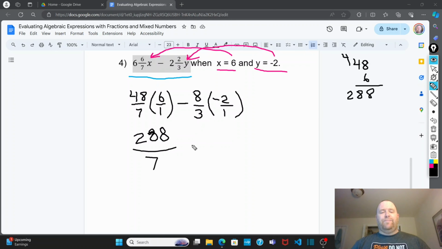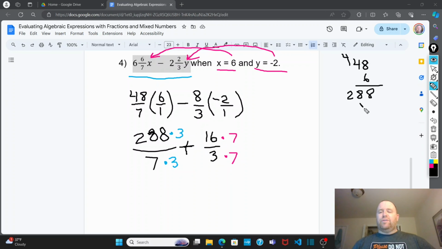288 over 7 minus, okay, so 8 times negative 2 is negative 16, but we're subtracting a negative. It's like adding a positive. So I'm going to change this to plus 16 over 3. Now, if we add two fractions with a different denominator, we want to get a common denominator. I can do that by multiplying this first one by 3 over 3, so the denominator of the other fraction, and then the second fraction by 7 over 7. So we'll get a common denominator of 21. Okay, so now we got to figure this out.